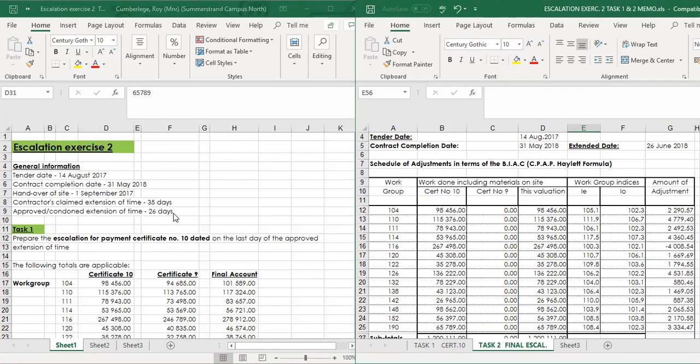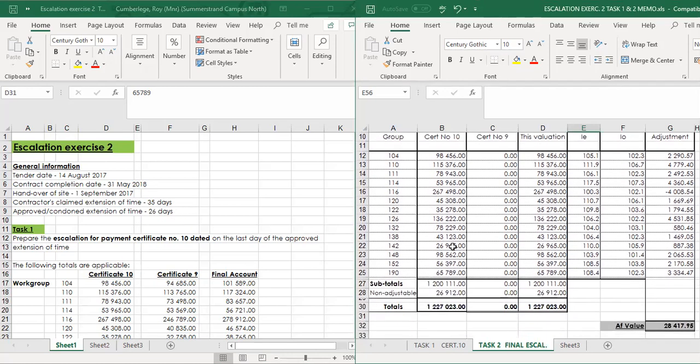So therefore, he's going to pay a penalty based on the contract agreement, but also there's some kind of a penalty, if I may call it that way, on the escalation as well. And we'll see that when we calculate the final escalation in task 2, that we are almost going to penalize the contractor for escalation calculation. We're not going to give him full escalation. So what is important, the contractor is late.